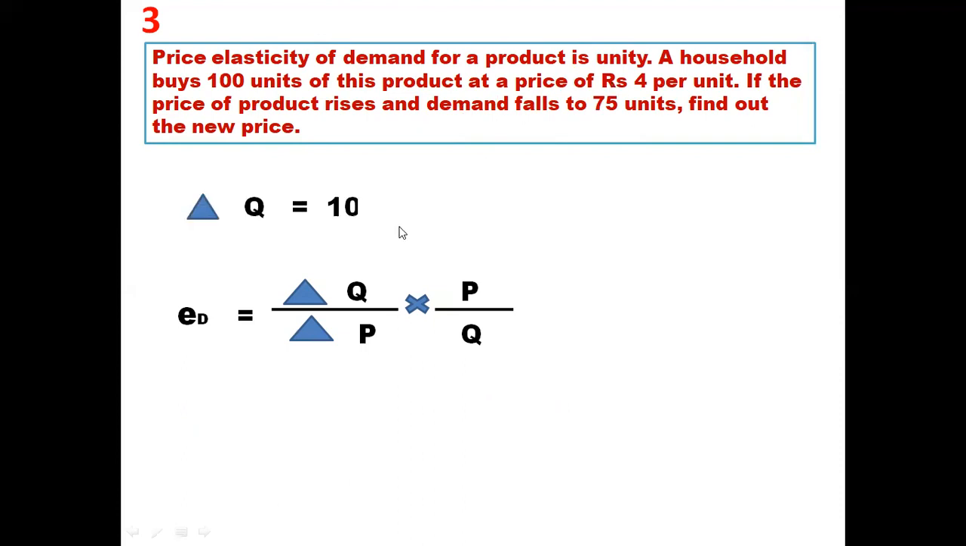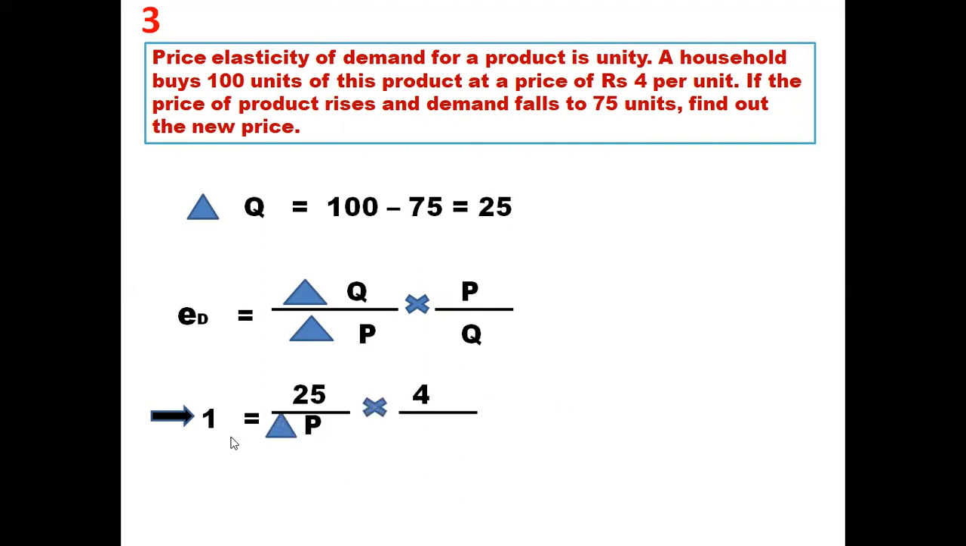So we can find out del Q easily. 100 minus 75 is 25. So we will again put the value, elasticity of demand is 1. Del Q is 25. Del P will remain as it is. Initial price is 4. Initial quantity is 100. Now let us find del P. So del P will be 25 and 100 get cancelled out, 4 gets cancelled out. We get 1. Now del P is 1.